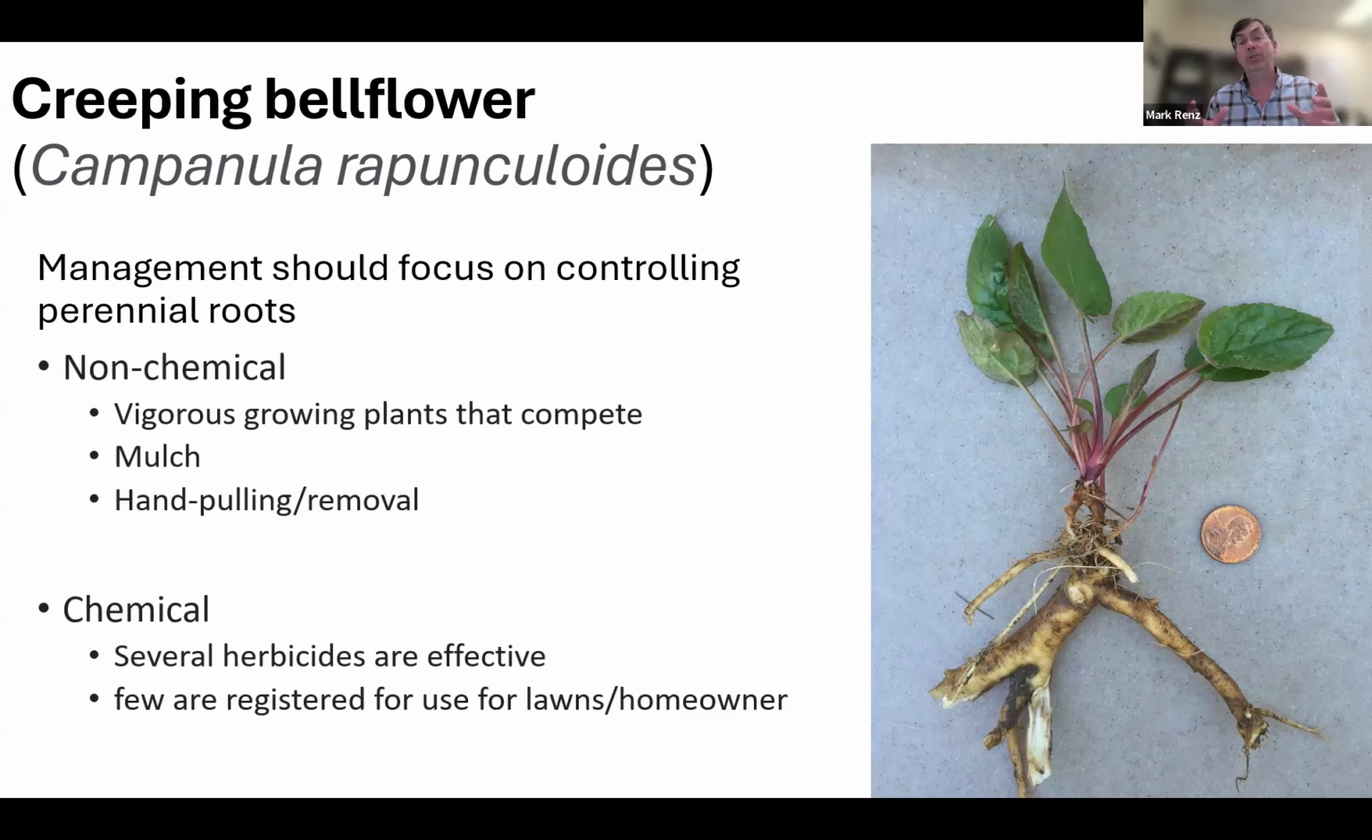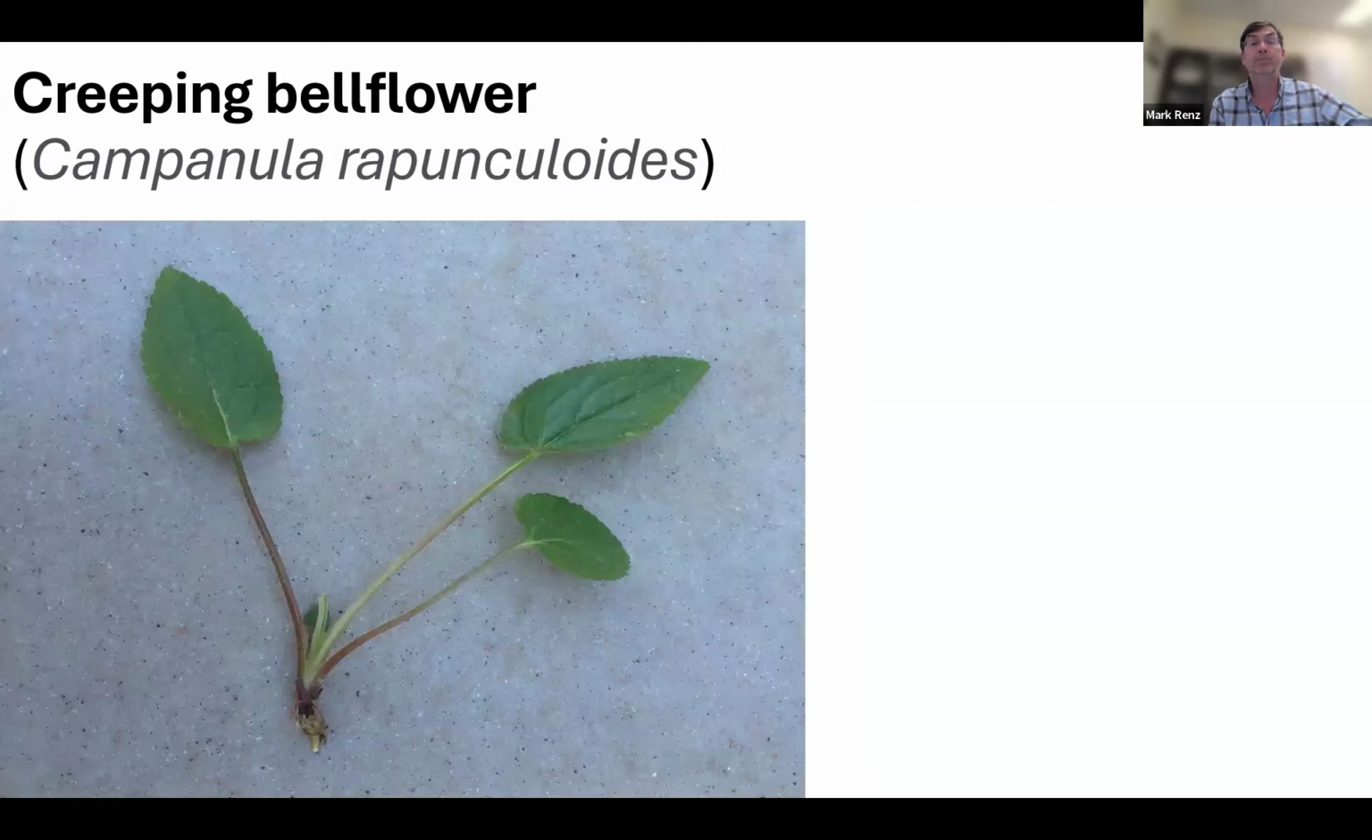Again, if you have multiple inches of mulch, it has to grow through that mulch in order for you to remove it. And you're doing a lot of damage, but you need to repeat that approach for multiple years and multiple times within the year. There are several chemicals that are effective. There are some that are more effective than others, but a few are registered for homeowner use as well.